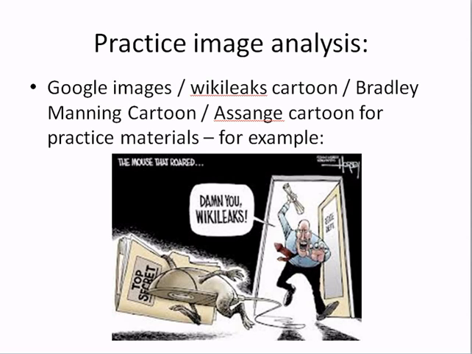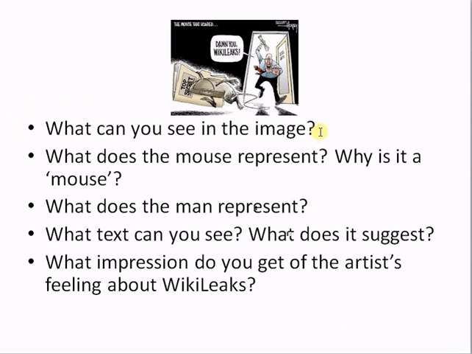So for this one, the questions we need to think about: what can we see in the image? What does the mouse represent? Why is it a mouse? It's a mouse as opposed to a rat, but what are the connections? What is the implication about Assange? What does the man represent? So this guy here, who do we think he represents? Look at the text that you can see, so all the words in the picture will be important for the meaning. What does the word suggest? And what impression do you get of the artist's feeling about WikiLeaks?